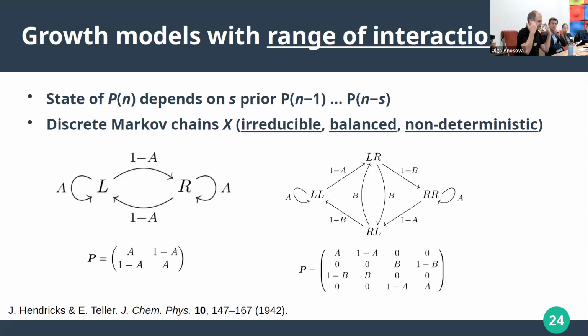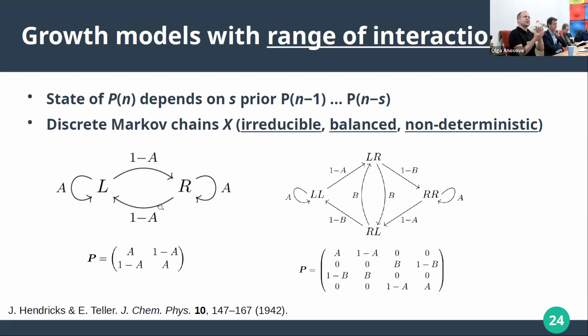is, at least for my brain, the most logical thing is growth models, where I say, okay, you look at the S prior layers, that's the range of interactions, and from that you determine the probability of the next layer, right? So that would be the range of interaction 1 model. You look at the last step, and we have a probability A that you make the same thing, and probability 1 minus A, they'll make a different thing.